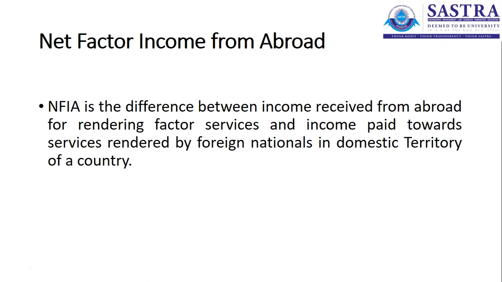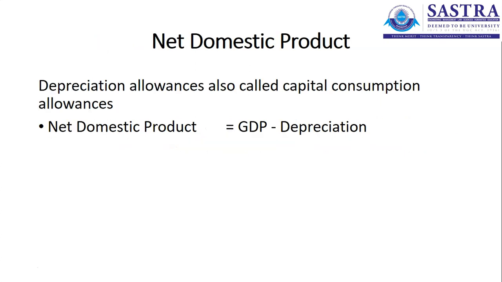Conceptually, we can say the net factor income from abroad is the difference between the income received from abroad for rendering factor services and the income paid for services rendered by foreign nationals in the domestic territory of the country. So together we can calculate the net factor income from abroad. The gross national product calculates the factor income generated by the country during a given period of time. Net factor income is calculated along with the gross domestic product for this calculation.